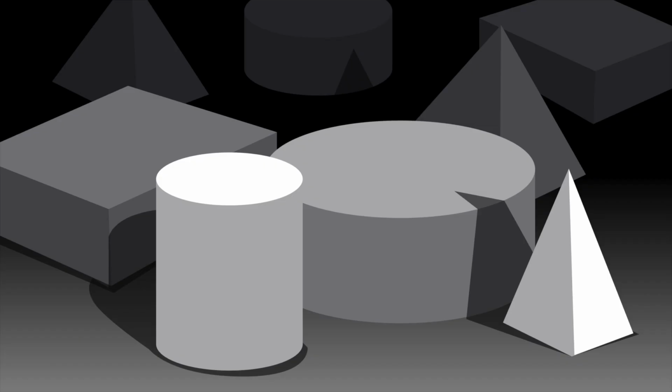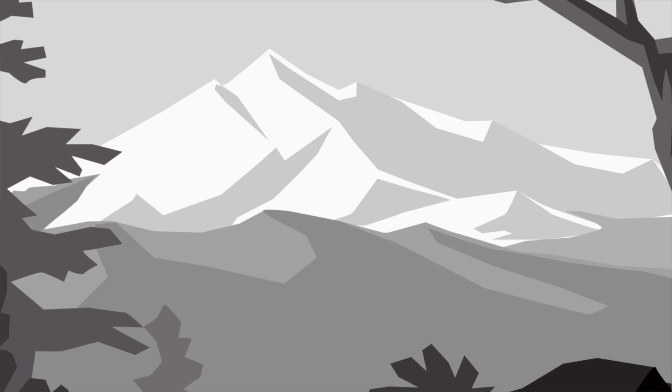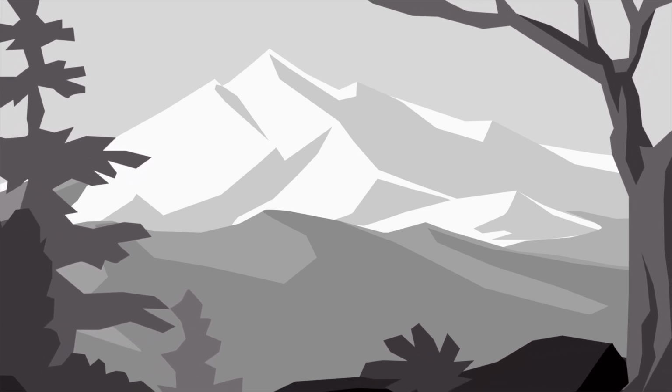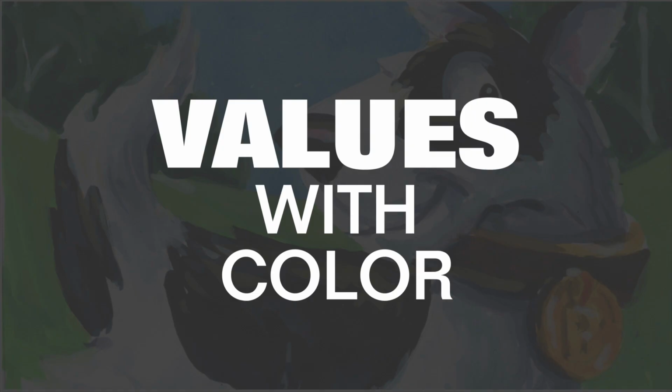Typically, darker objects recede or go back, and lighter objects come forward. When you're outside, sometimes that's the opposite. The lighter values are in the back, and the darker values are in the front, creating a sense of depth.